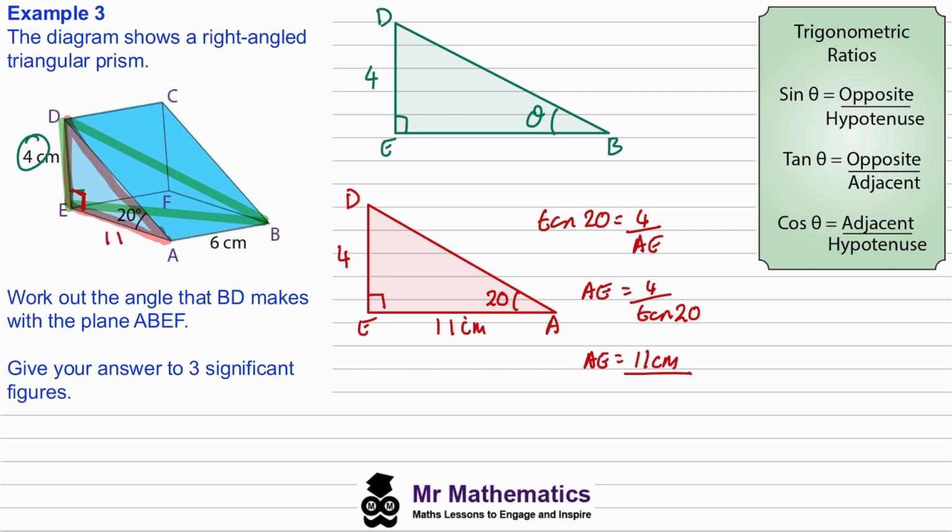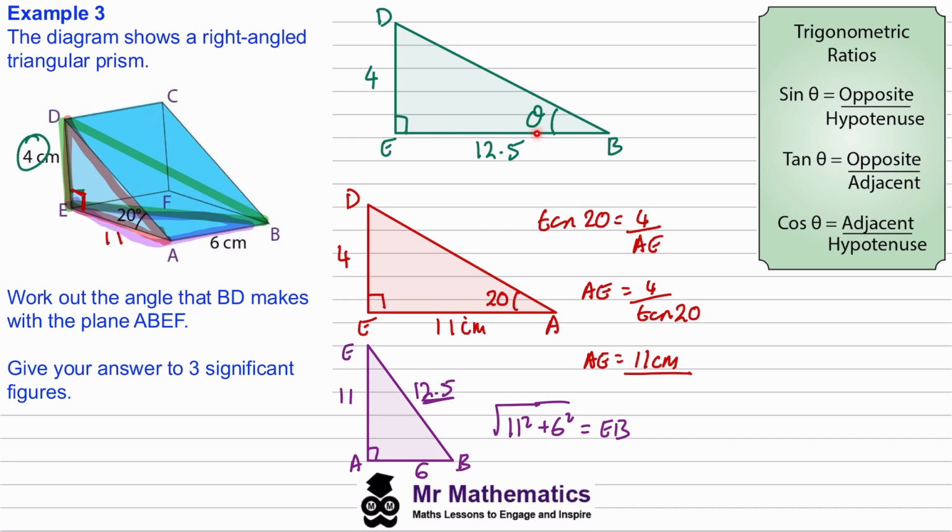And now we've got A to E, we can use another triangle, E to A to B, to work out the length E to B, this length here. So our right angle is now at A. A to B is 6, and we've just found that A to E is 11. So E to B will be the square root of 11 squared plus 6 squared. And this works out as approximately 12.5 centimeters. So I'll label this on the base of our green triangle.